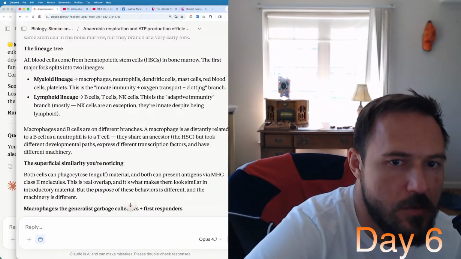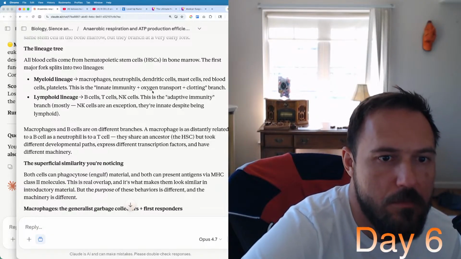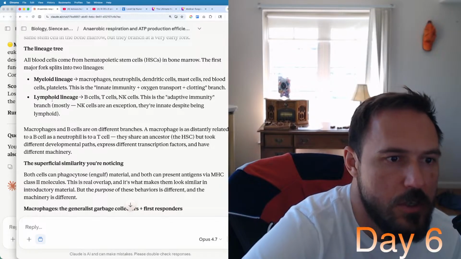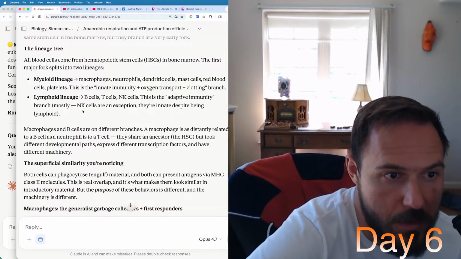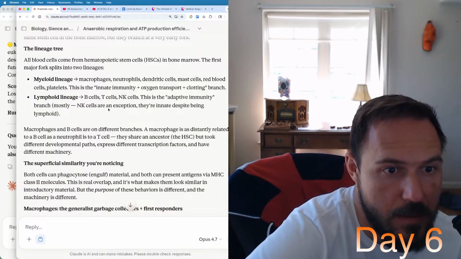Immune, oxygen transport, clotting. The lymphoid lineage branch: B cells, T cells, and NK cells. This is the adaptive immunity branch. Mostly, NK cells are an exception. They are innate.